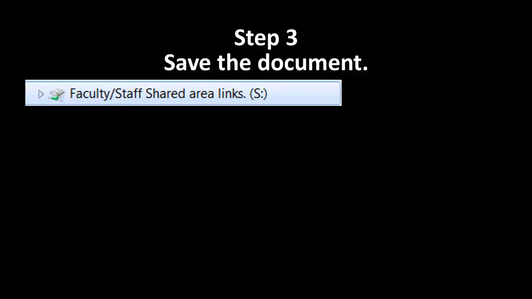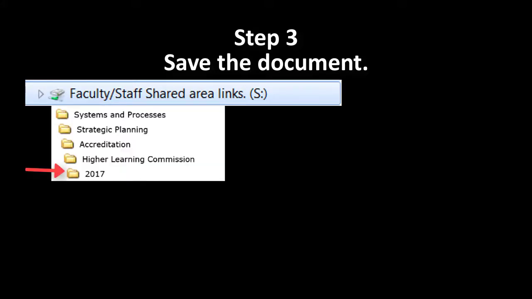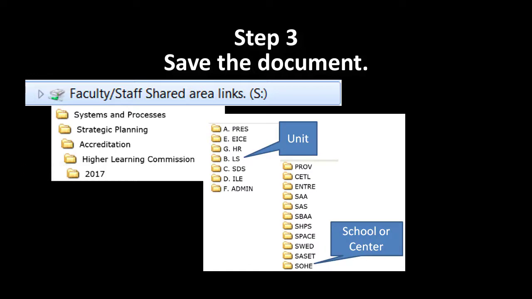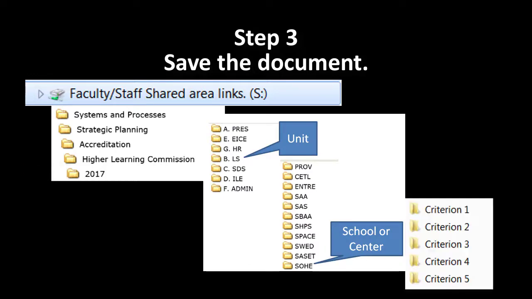Step 3. Save the document. Access the shared drive and navigate to the 2017 folder. Find your unit. Refer to the worksheet to determine if documents go into the Criterion 3 or 4 folder.